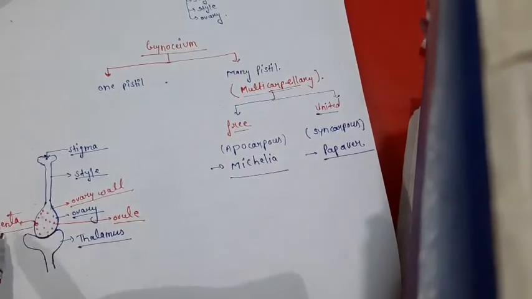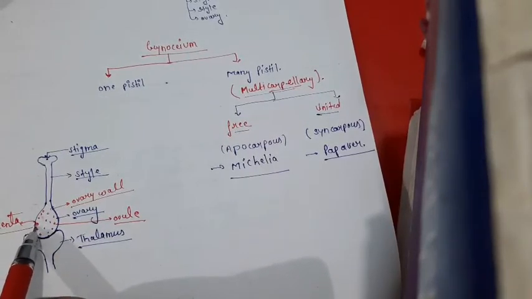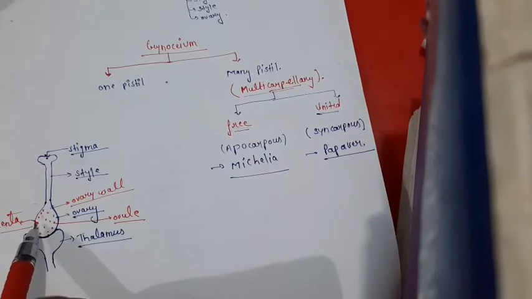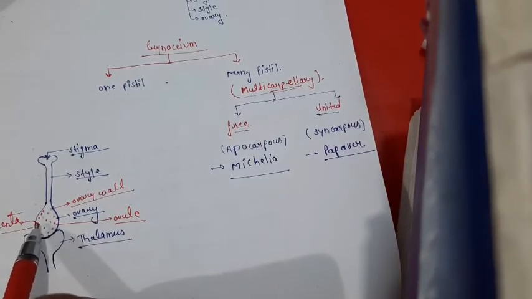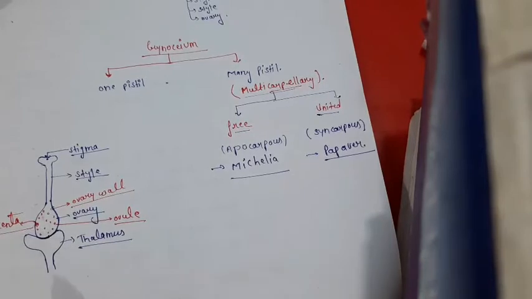Okay friends, what is placenta? So placenta means point of attachment of ovule with ovary wall. Means this ovule is attached with this ovary wall through placenta. Means point of attachment of ovule with ovary wall is called placenta.